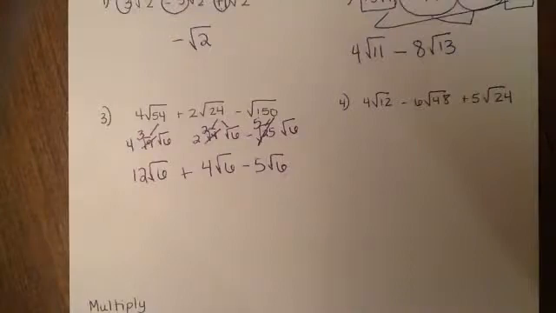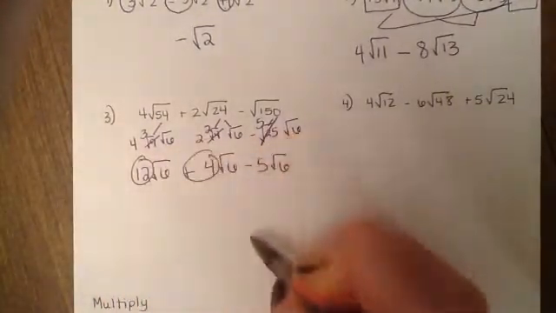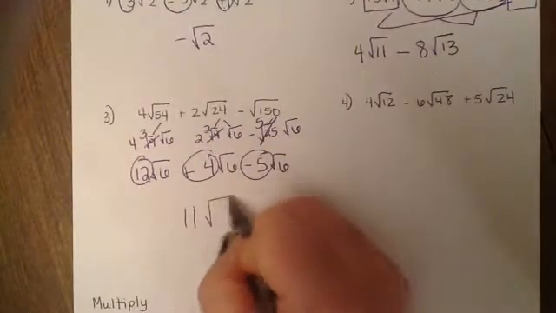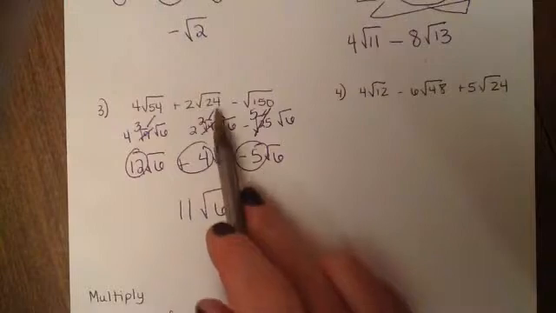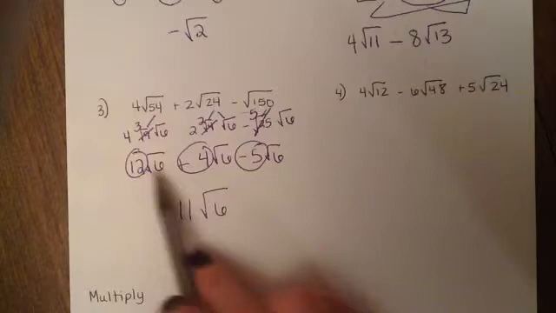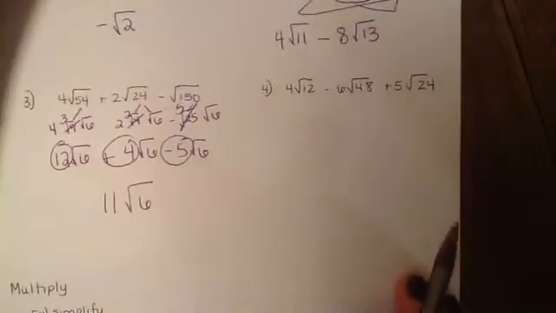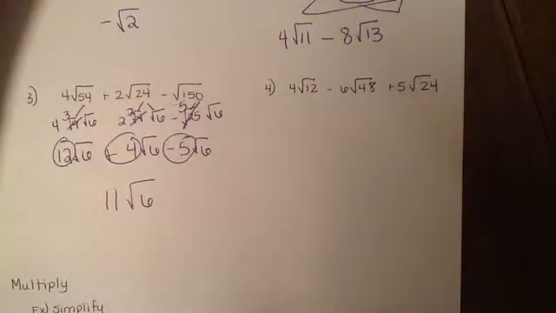All of these now have a root 6, so I can combine the pieces that match. 12 plus 4 minus 5, 11 root 6. The square root piece stays the same. So break these up, simplify our square roots, combine those numbers out front that match. Try this next one on your own. Break up anything if possible, combine any that match.